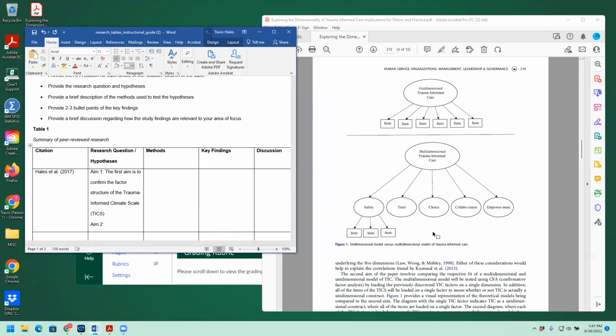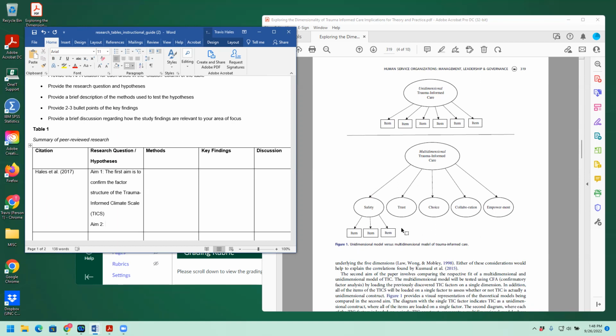So in an initial paper, what we did was we examined the exploratory factor analysis of these 5 dimensions. It's kind of an initial step in developing the validity of a new instrument. And what we found was that there were very high correlations amongst these 5 principles or values of trauma-informed care.